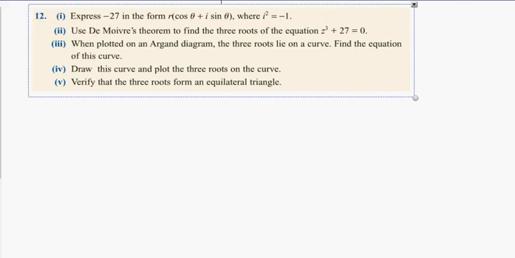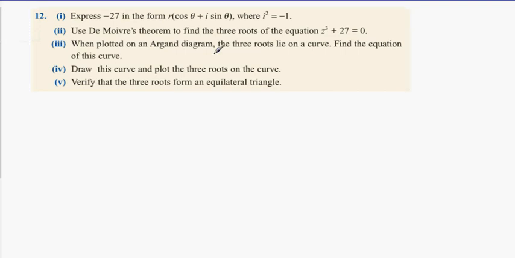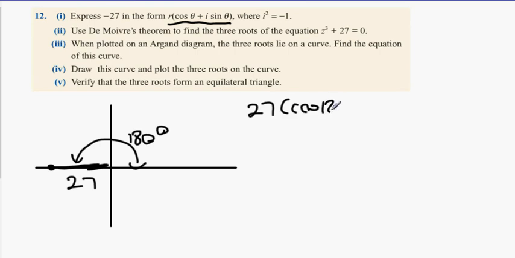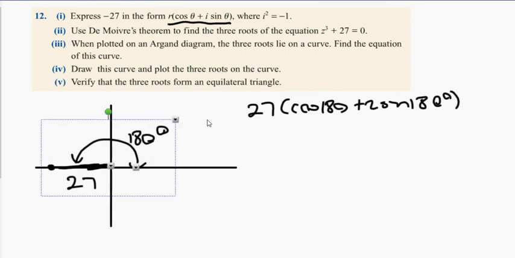So in the next question, question 12: Express minus 27 in the form r cos theta plus i r sin theta. Once again, I'm just going to draw the plane. Minus 27 is located over here, and we know that this angle here is going to be 180 degrees. So our new value is going to be 27 cos 180 plus i sin 180 degrees. Okay, so that's that part done.